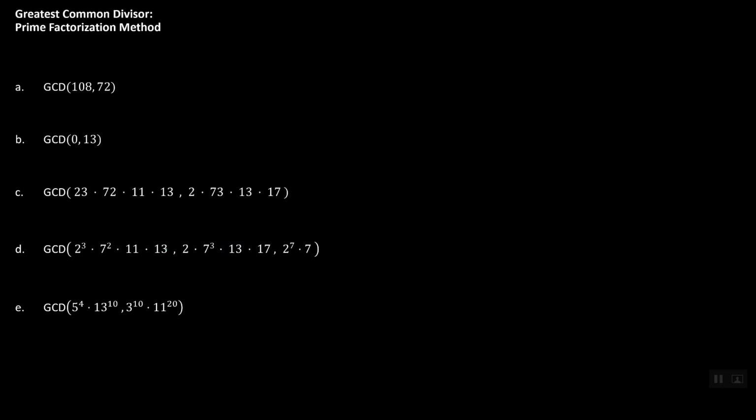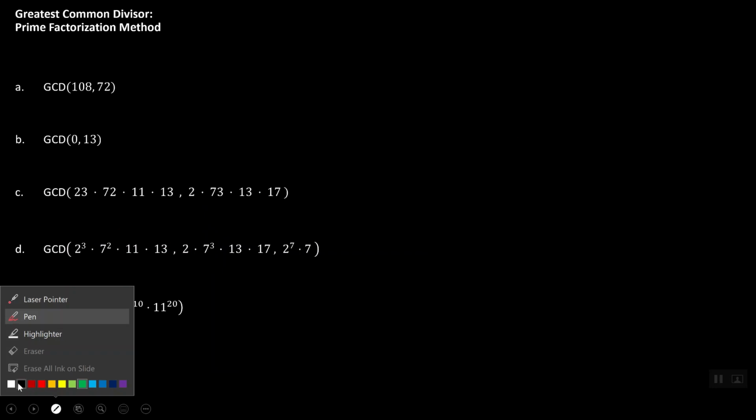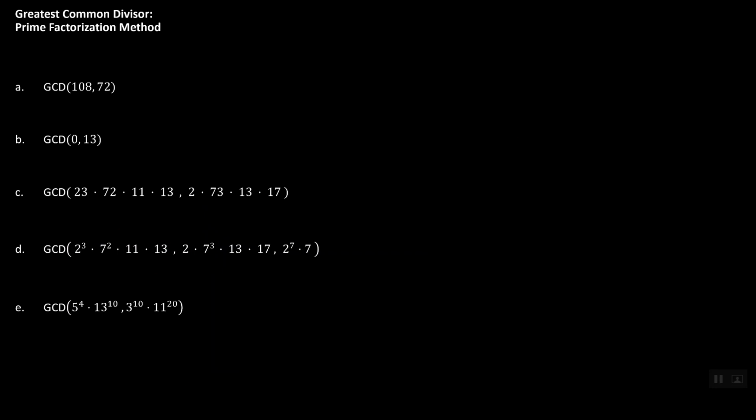We can also use prime factorization to find our greatest common divisors. I have a few different examples here on the screen. We're going to try each one at a time. So working with problem A, we're looking for the greatest common divisor of 108 and 72.